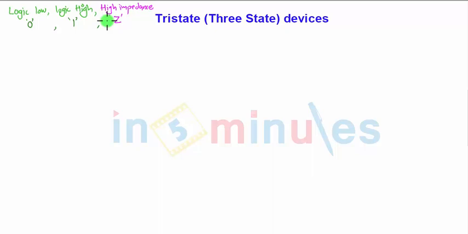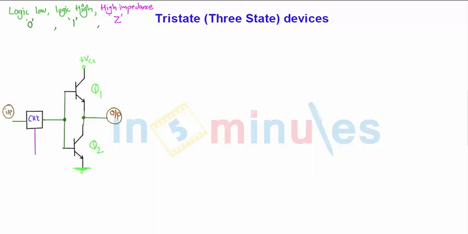Now, how this circuit works and what the advantages of tri-state devices are, let us see with a small example in this 5 minutes. So here I have drawn an inverter circuit with the help of two transistors Q1 and Q2, where Q1 is acting as a pull-up transistor since it is connected to plus VCC, and Q2 is the pull-down transistor, which is connected to ground.